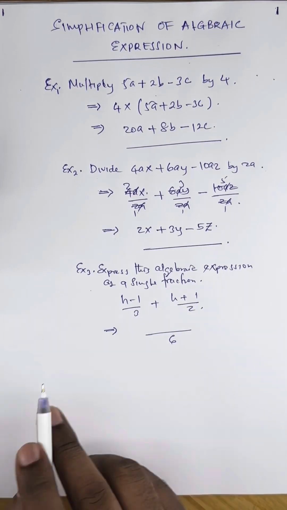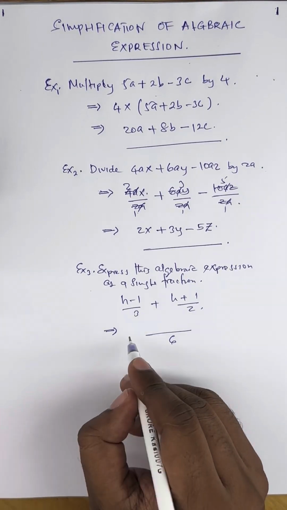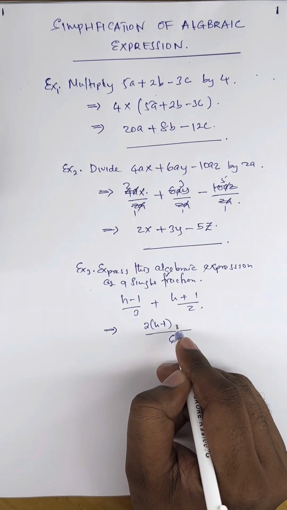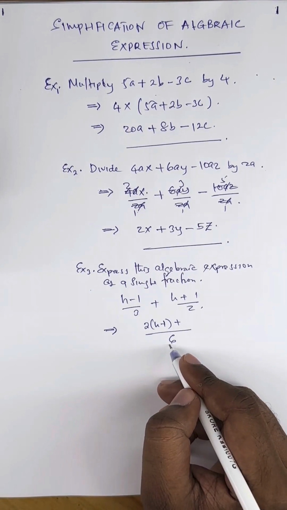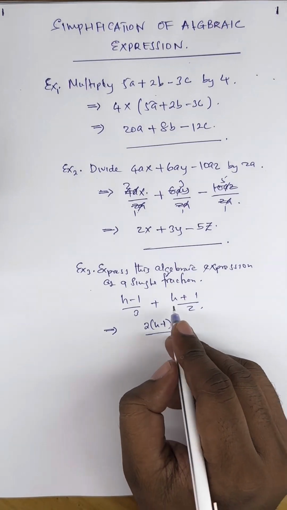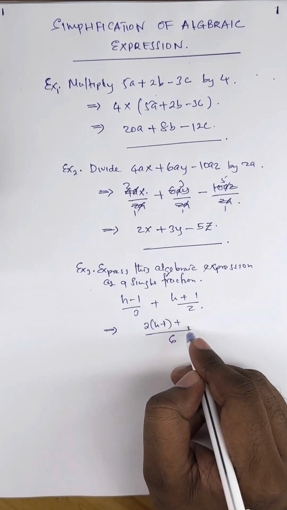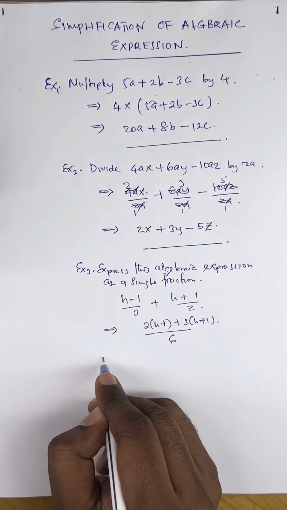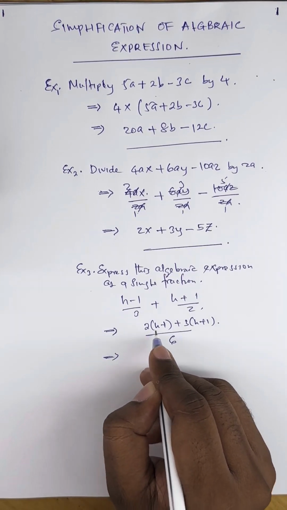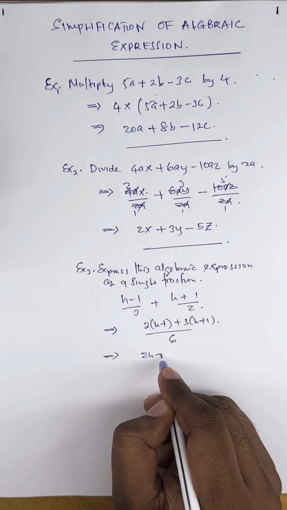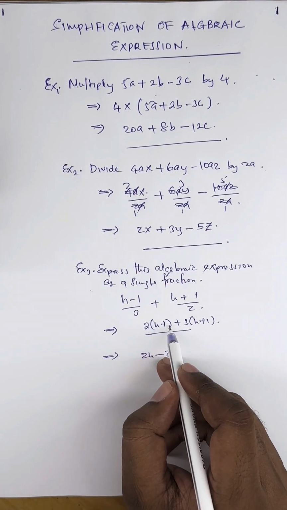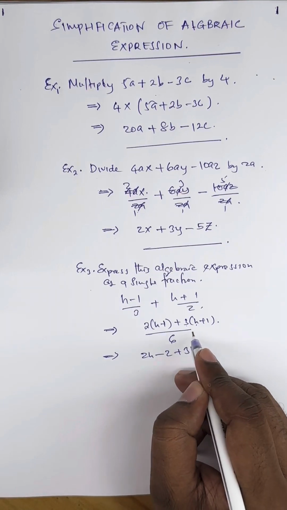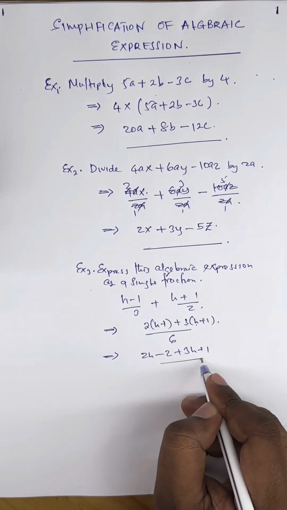6 divided by 3 is 2, so 2 multiplies all of this: 2 bracket h minus 1. Plus 6 divided by 2 is 3, so 3 multiplies all of this: 3 bracket h plus 1. Are you together? So multiply and open the bracket. It will be 2 times h, 2 times negative 1, plus 3 times h, 3 times 1, all over 6.